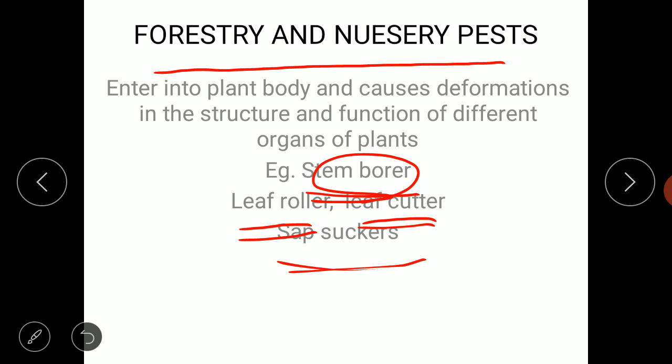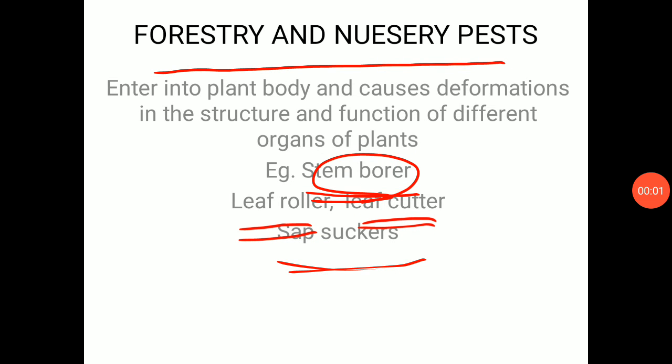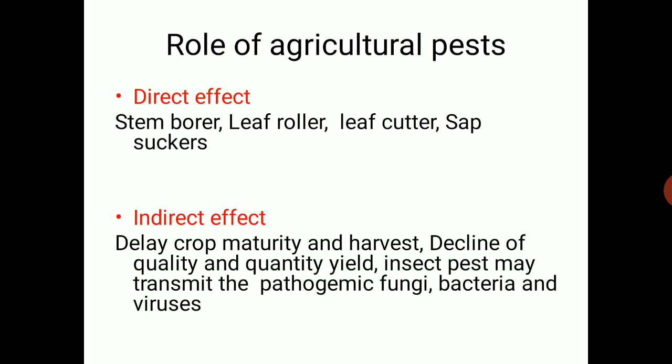Then there are many different types of insects. For example, the sap suckers directly feed on the sap or cell sap of the plant, for example the plant bug or thrips. So these are the examples like stem borers, leaf rollers, leaf cutters, and sap suckers, and they act as the pests of forestry and nursery. Now we start with the next topic, that is the role of agricultural pests.